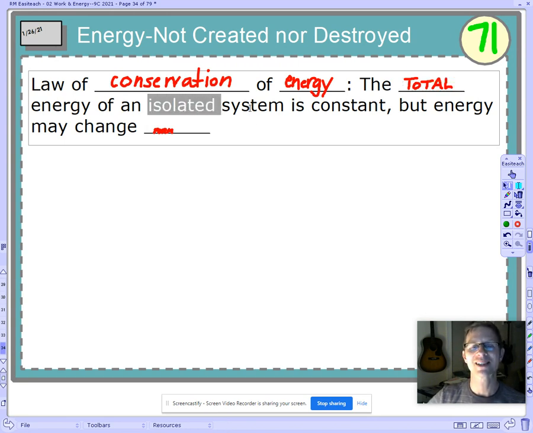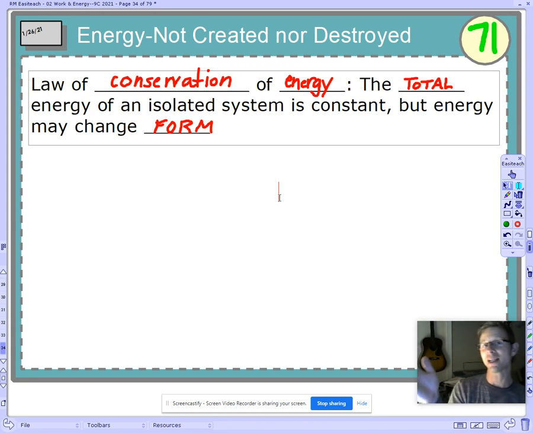Isolated system, meaning a system, like a collection of objects that's not being interfered with by an outside force. But the energy could change form. Meaning it could change from potential to kinetic, even to different kinds of potential and different kinds of kinetic energy.